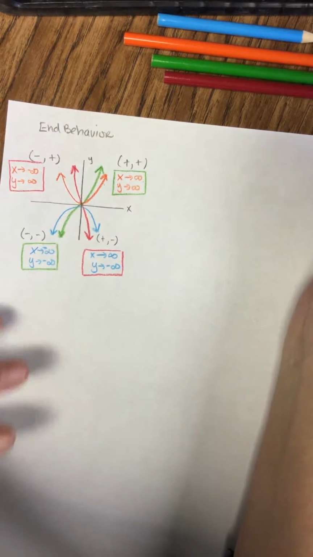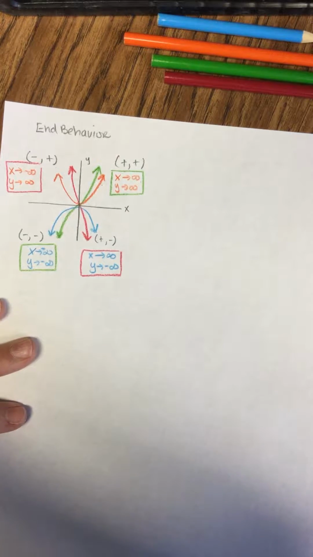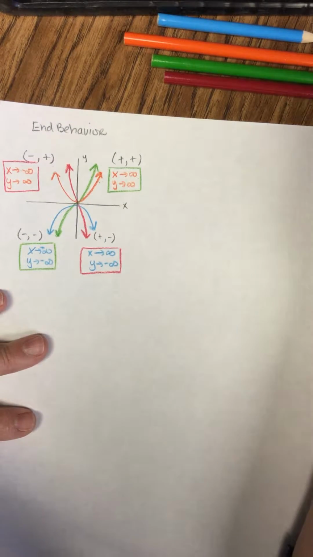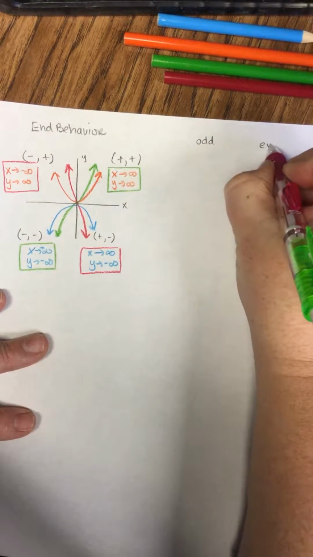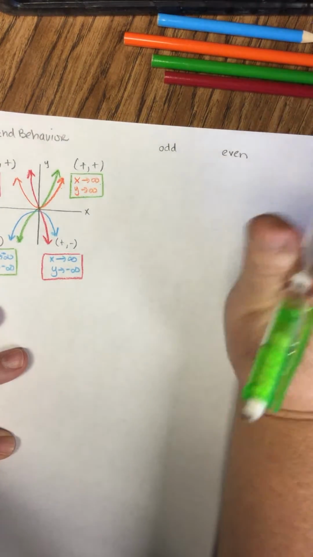Okay, so we're going to build on our end behavior video, and we're going to talk about whether or not these graphs are odd or even, and if they are positive and negative. So when we talk about an odd or an even, we're talking about the degree of this polynomial.